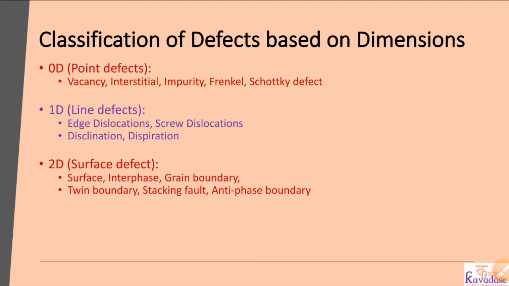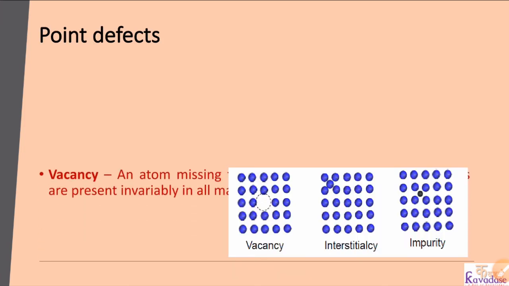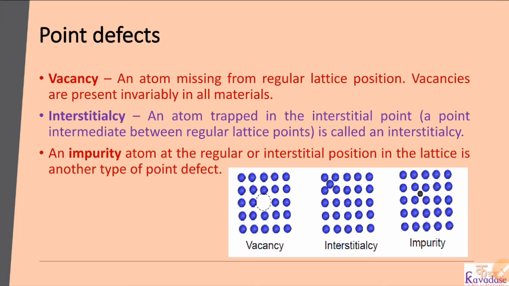Then 2D, surface defects. Surface, interface, grain boundaries, twin boundaries, stacking fault and anti-phase boundaries come under this 2D type of defects. Then 3D defects, the volume defects: twins, precipitate, faulted region, void, cracks and thermal vibrations come under this volume type of defects.